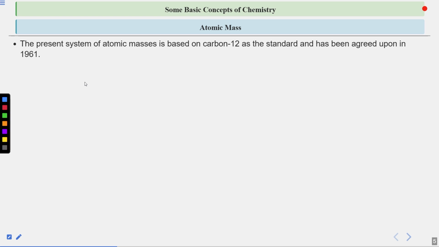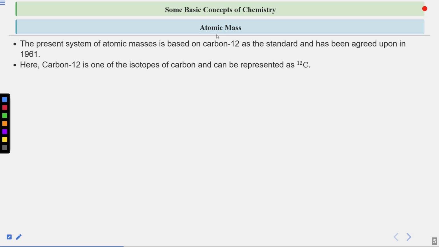First of all, let us try to understand what atomic mass is. In the present system, the atomic mass is based on carbon 12 as the standard. This was agreed upon in 1961. There were a series of events that led to taking carbon 12. Before that, scientists tried to keep hydrogen and also oxygen as the standard, but due to some reasons, it didn't work out well.